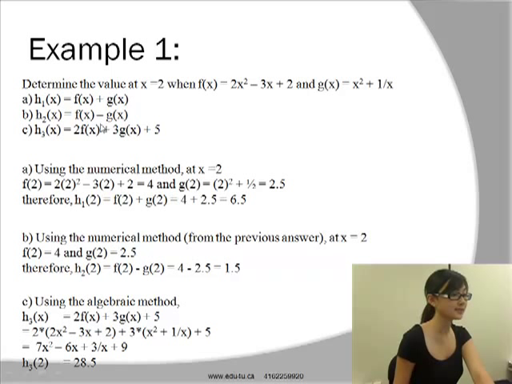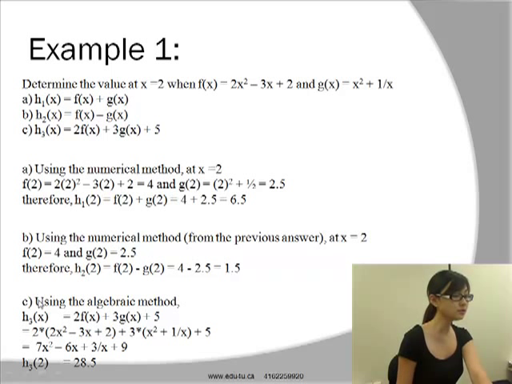Question B asks us what is the difference between f of x minus g of x. So let's use the values we already got from the previous question. So at x equals 2, f of 2 equals 4, and g of 2 equals 2.5. Therefore, h of 2 equals f of 2 minus g of 2, which is equal to 4 minus 2.5 equals 1.5.